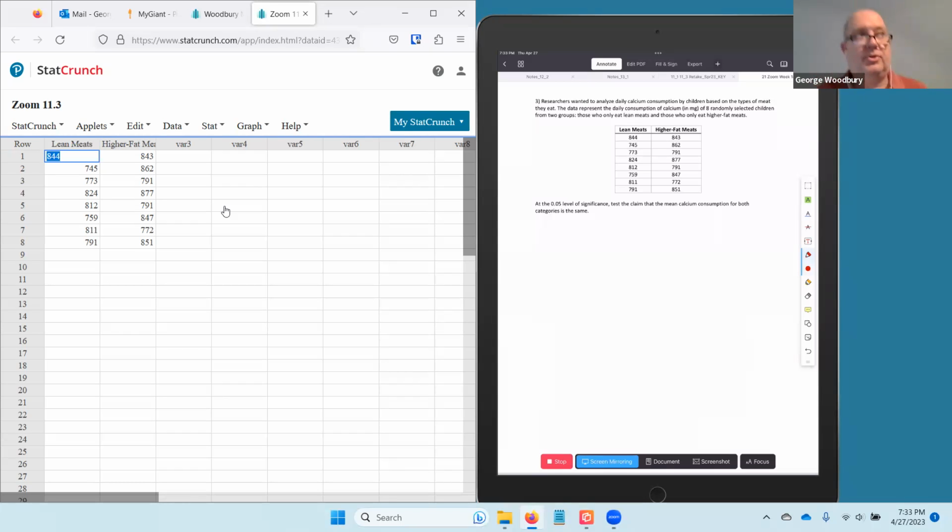So I'll give you a moment to make sure that you can open that, or you can simply type them in as well. Make one column for lean meats and type those 8 values in there. Make another column for higher fat meats and type those 8 values in there.